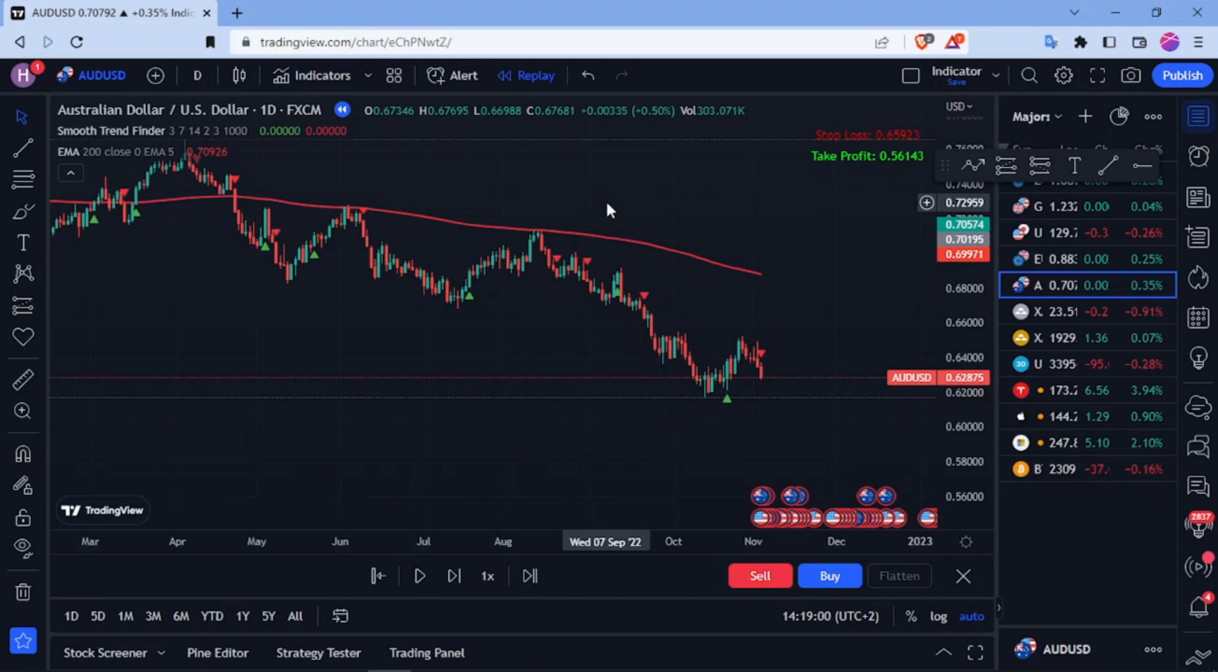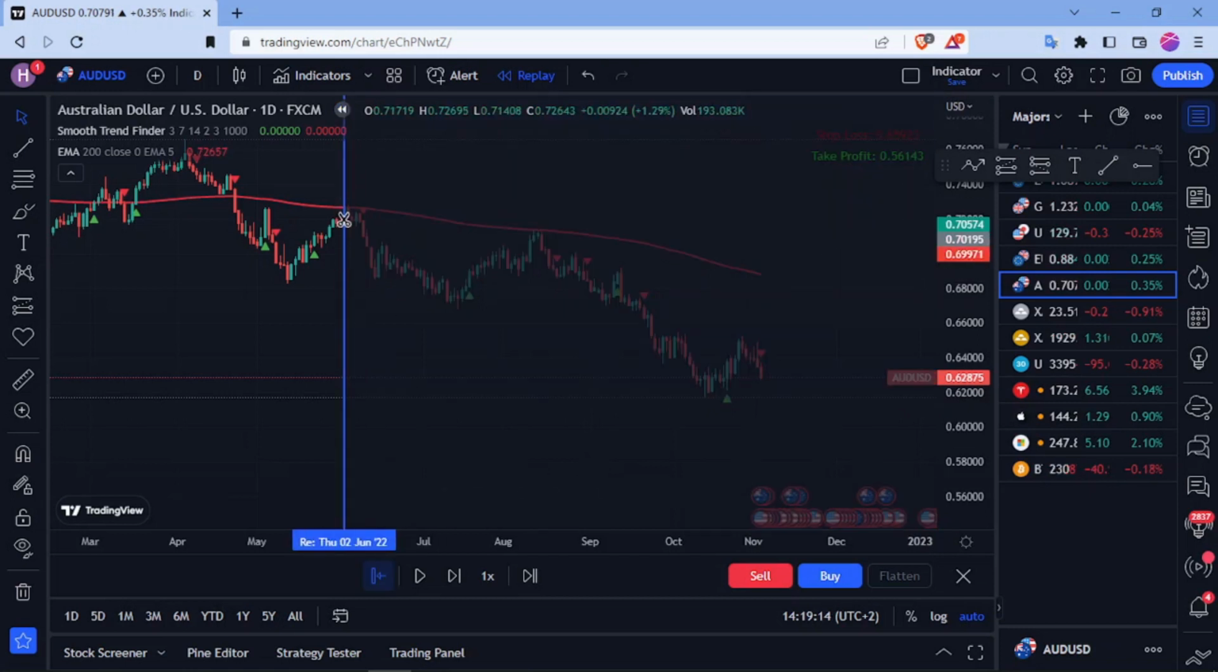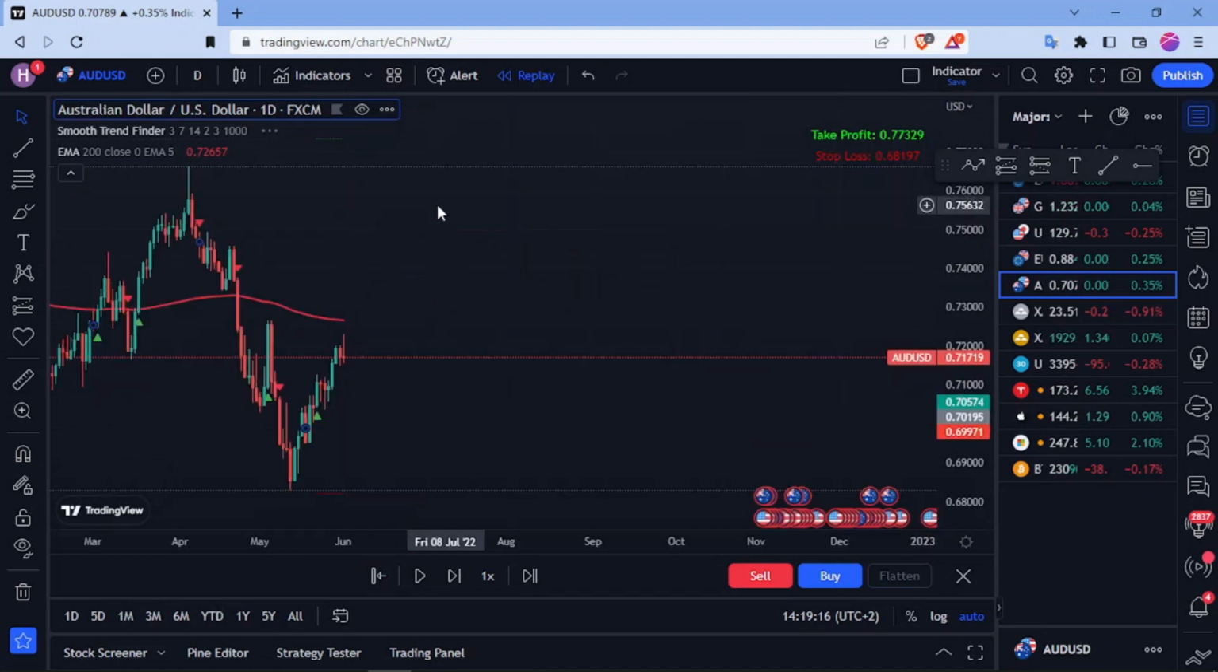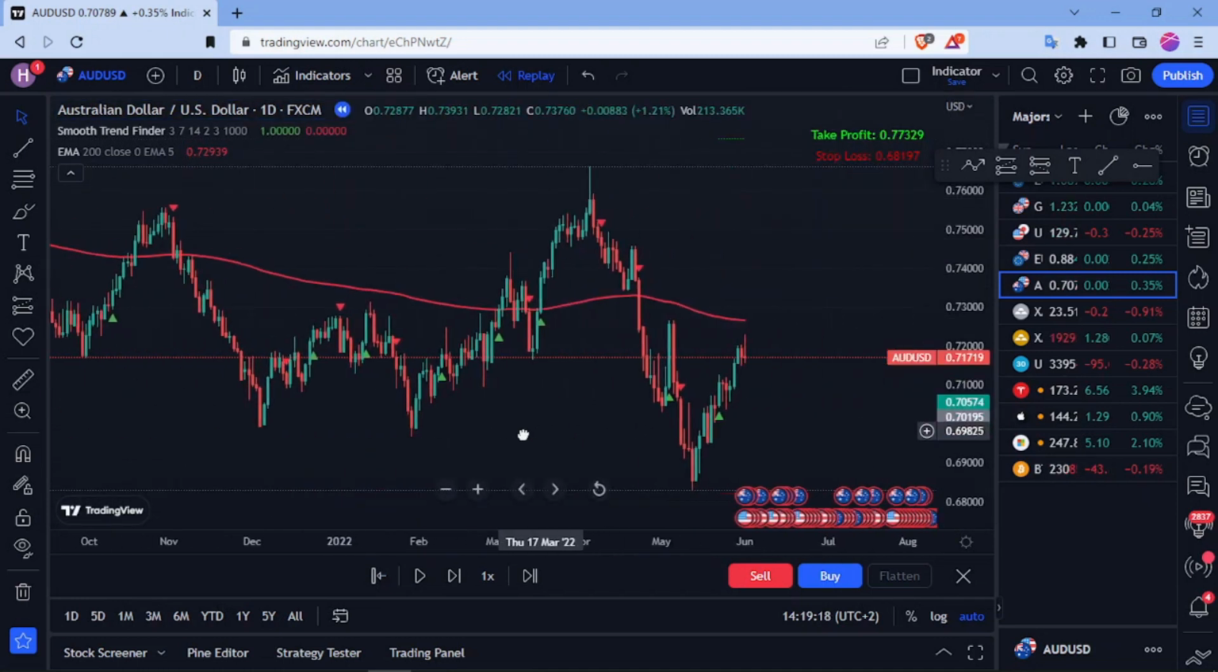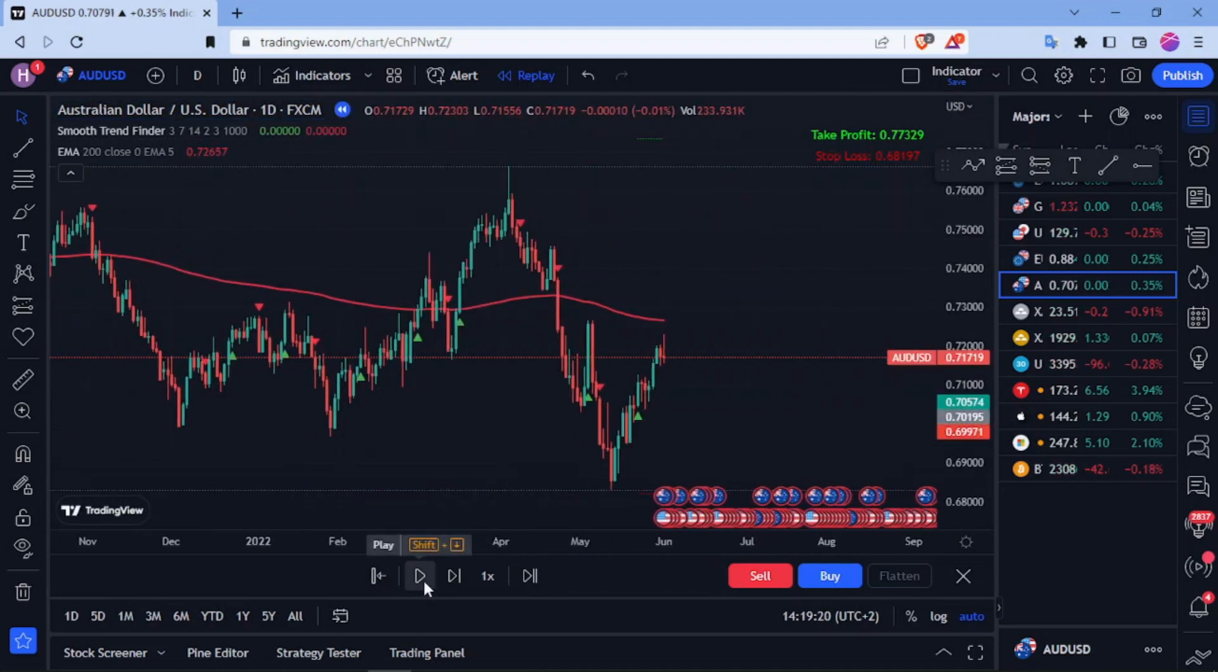This strategy has a few confirmations, and the first being price needs to be either above or below the moving average. When price is below the moving average, you're only looking for sells, and when price is majority above the moving average, you're only looking for buys.